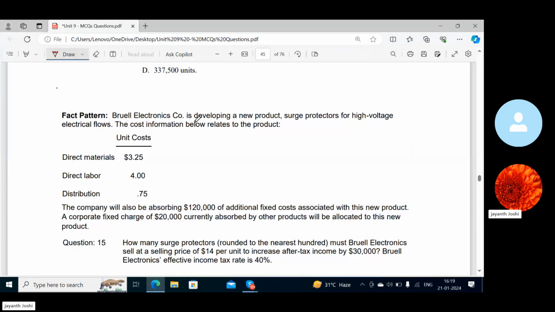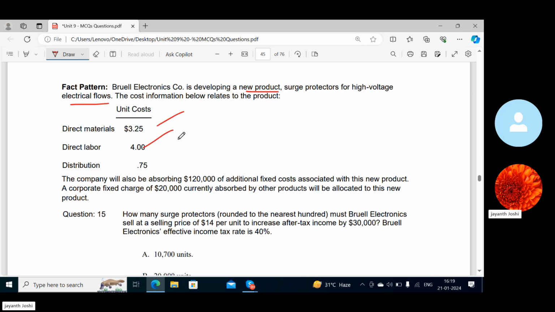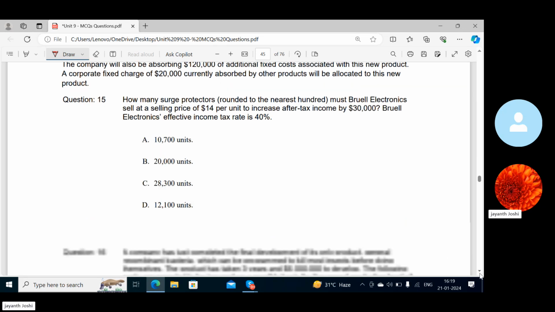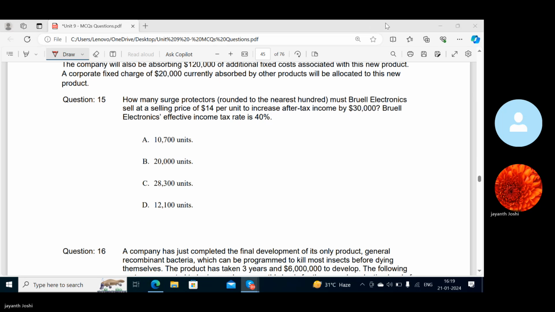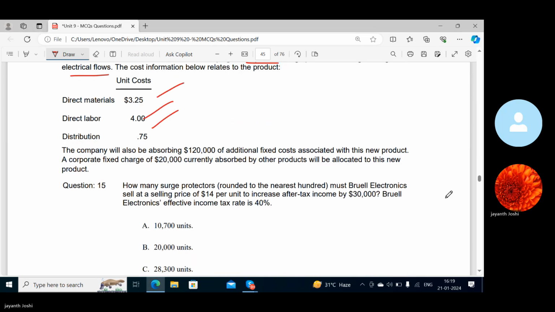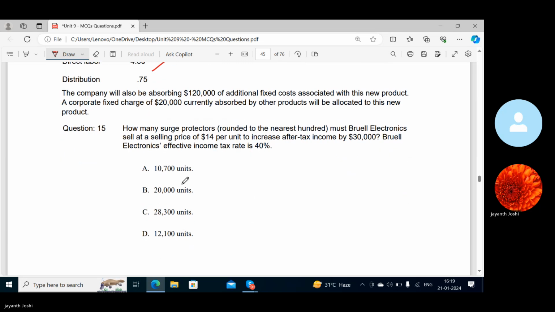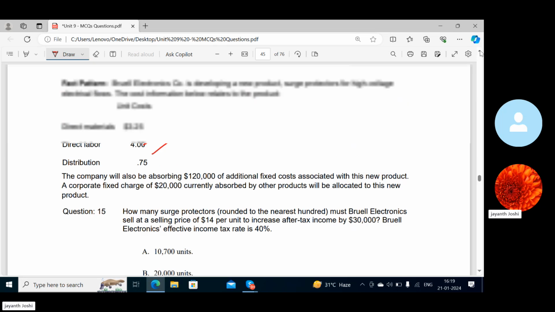Bruel Electronics company is developing a new product, surge protectors for high voltage electrical flows. The cost information below relates to the product: direct material, direct labor, distribution. I think we have done this. They are asking how many surge protectors? Yes, sir. Same question, but they give half information, so we left the question. Okay, fine, no problem.